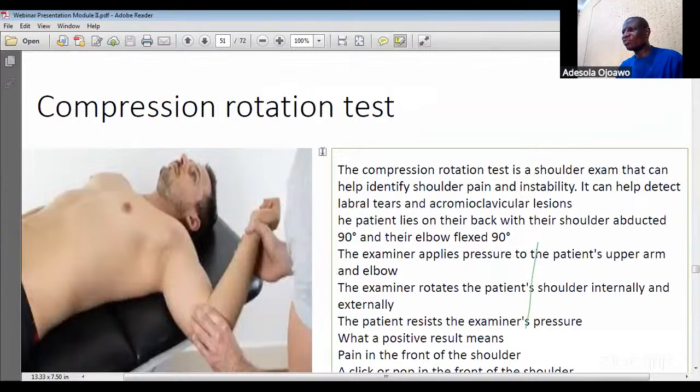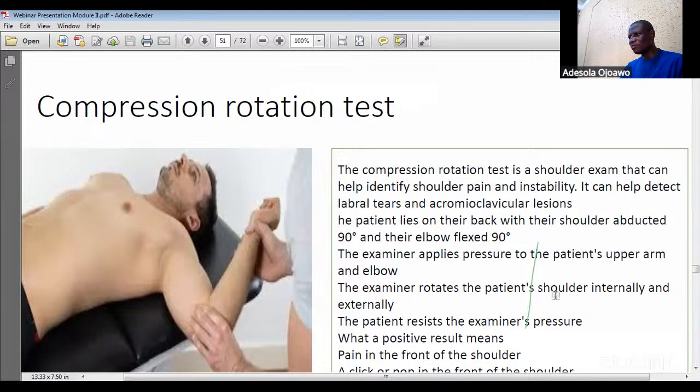Then there's the compression rotation test. The compression rotation test is a shoulder test that can help identify shoulder pain and instability as well. It can detect labral tear as well and acromion lesion. The patient lies on the back with their shoulder abducted 90 degrees and their elbow flexed 90 degrees. The examiner applies pressure to the patient's upper arm at the elbow.